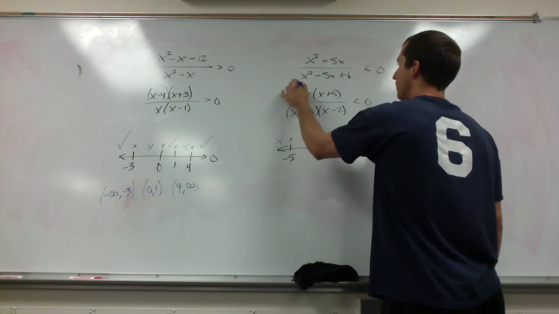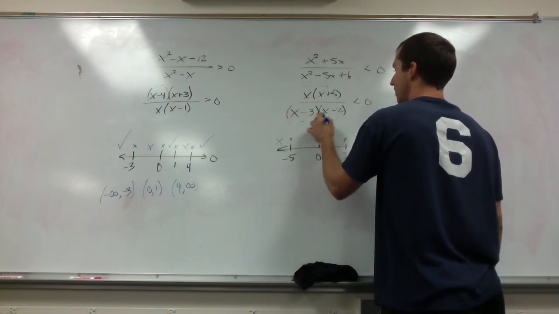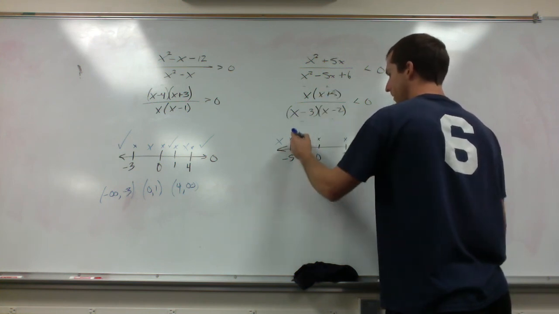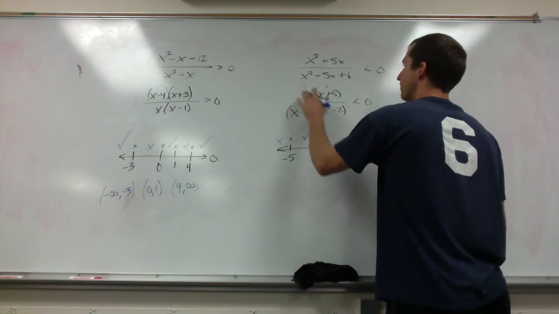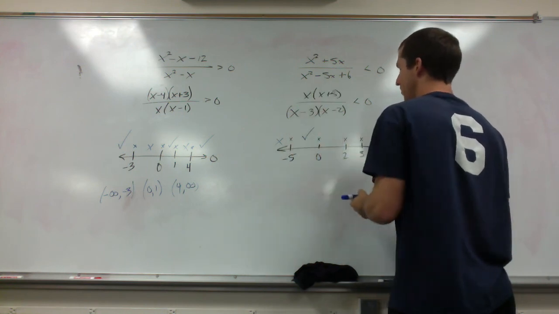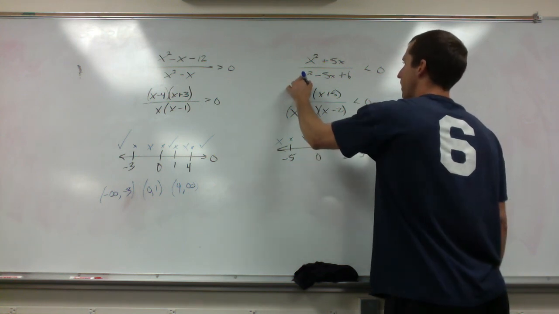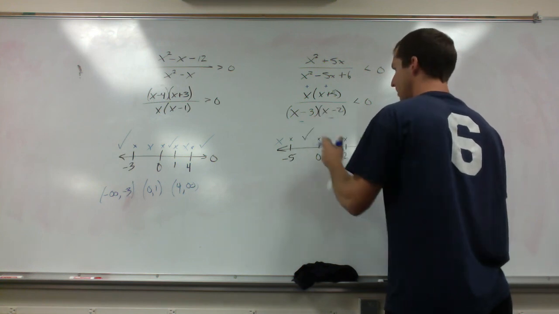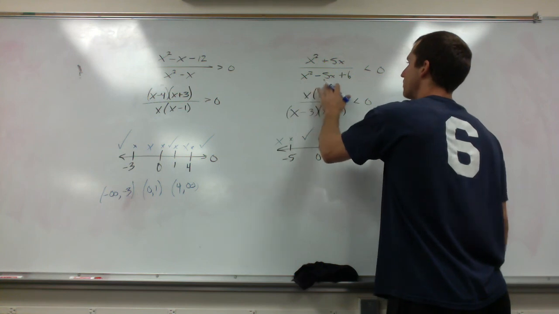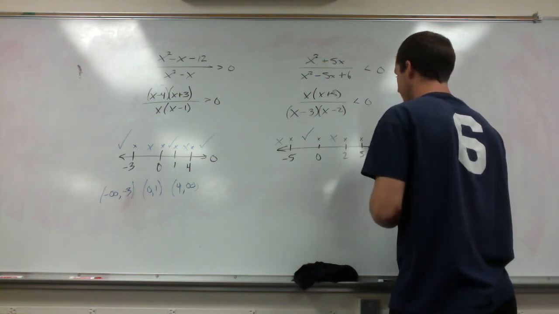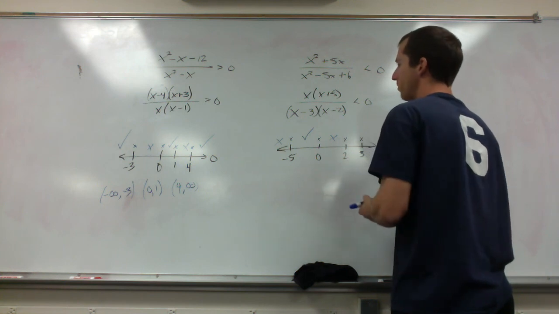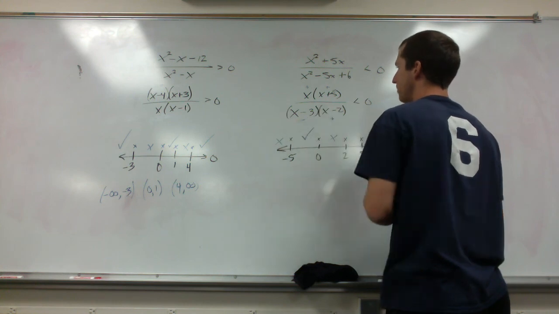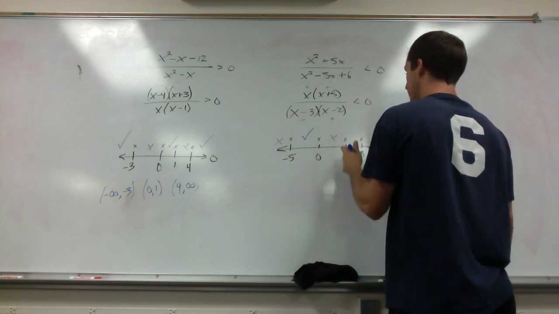Negative 3: negative, positive, negative, negative. 3 negatives as a product would be negative, and that's less than 0, so you're good. 0 to 2, so maybe 1: positive, positive, negative, negative. 2 negatives multiplied would be positive, which is not less than 0, so no good. A number between 2 and 3, 2.5: positive, positive, negative, positive. 1 negative will be less than 0.